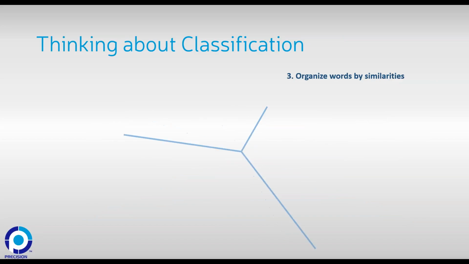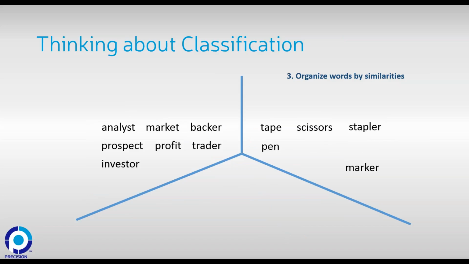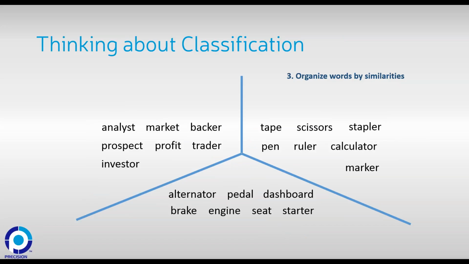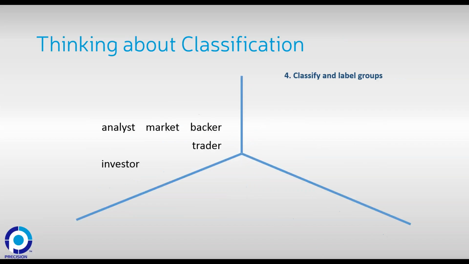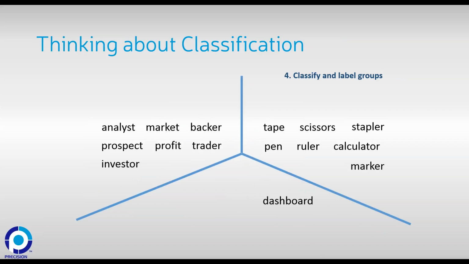And of course, when we're looking at the words, we're noticing and trying to organize them by similarities or relevance. So we're looking at how these words relate to each other, as a way to help understand what we're looking at and to memorize those words. And then finally, once we understand the relationships, we apply classification and labels to that information.